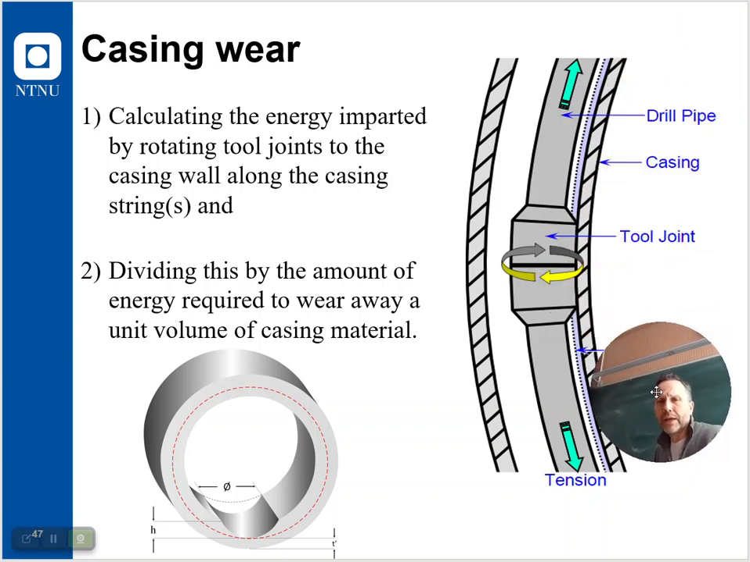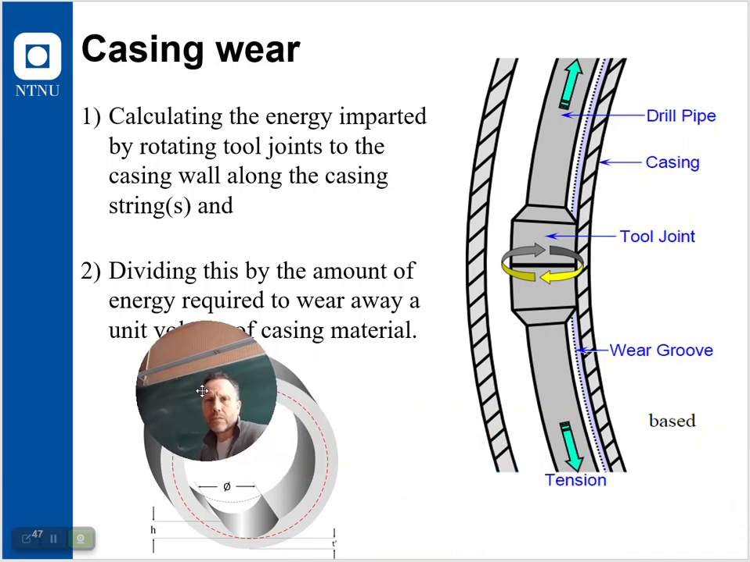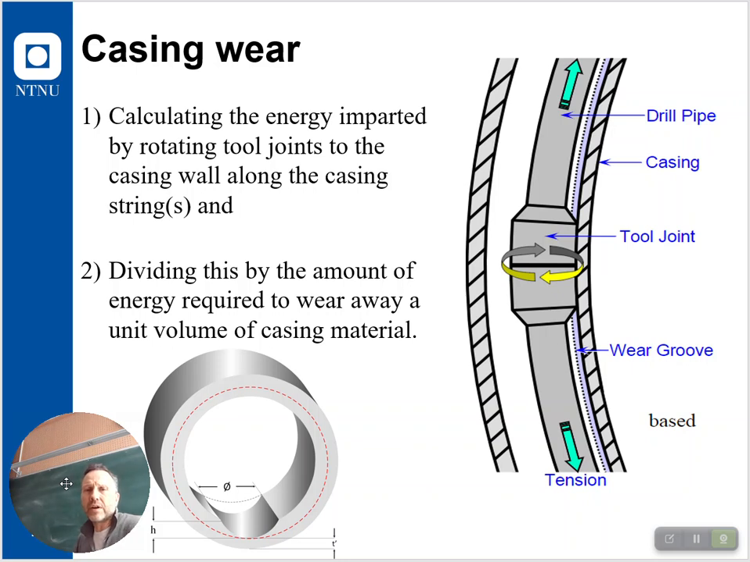In a curvature, we may see something like this. And casing wear is, bluntly put, calculating the energy imparted by rotating tool joints to the casing wall along the casing string, and you divide this by the amount of energy required to wear away a unit volume of casing material. That's kind of a very simple definition as such.